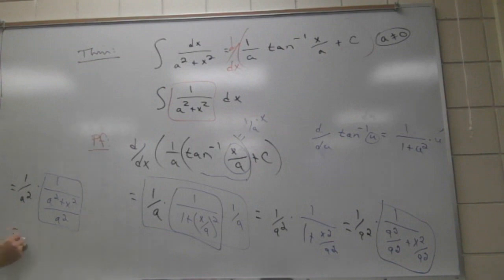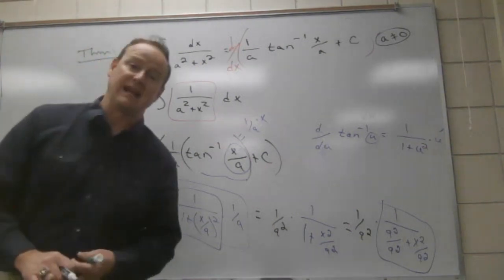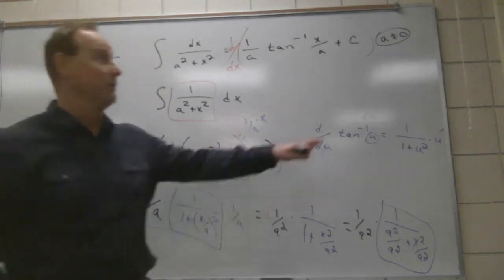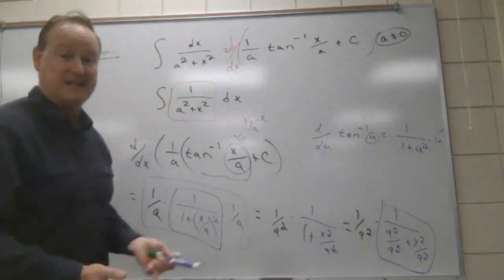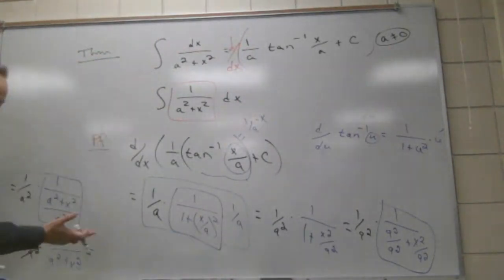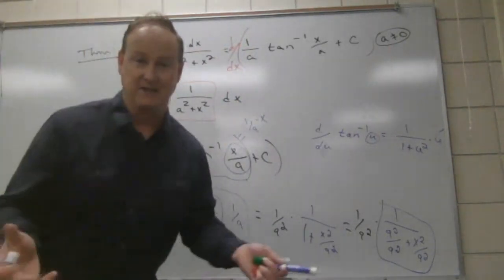So this is equivalent to 1 over a squared times the reciprocal of the denominator, which is a squared over a squared plus x squared. And what do we notice here? We notice that the a squareds would cancel out as long as a doesn't equal 0, because a squared divided by a squared is 1 as long as a doesn't equal 0. So that's why when we originally have this, they put a restriction that a can't be 0. Because 0 divided by 0 doesn't cancel out, it's actually indeterminate, right?